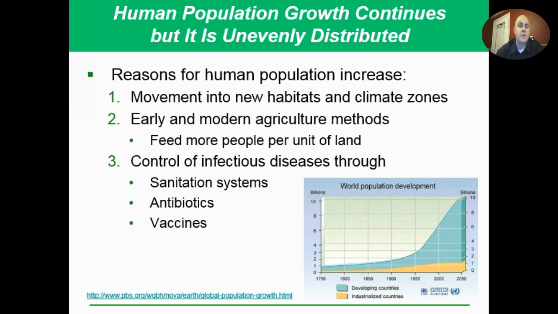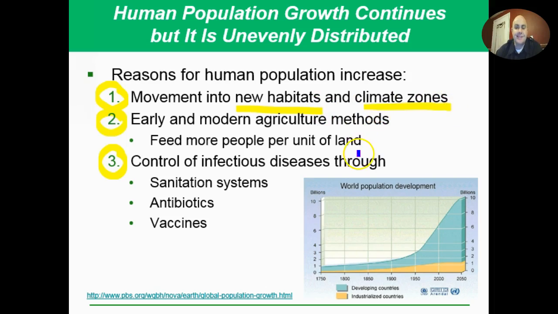But why have we grown so fast? Why has our population boomed so much? Well, there are 3 major reasons that you can make note of on here, and it's one of the first questions in your study guide, actually. So we've moved into areas we haven't been in before, new habitats and climate zones.